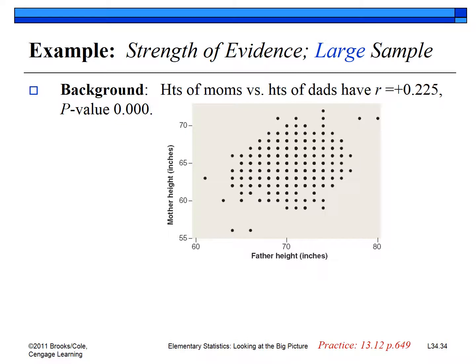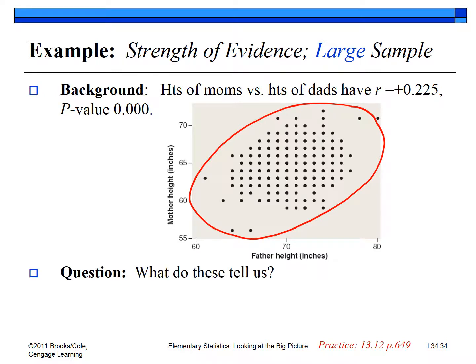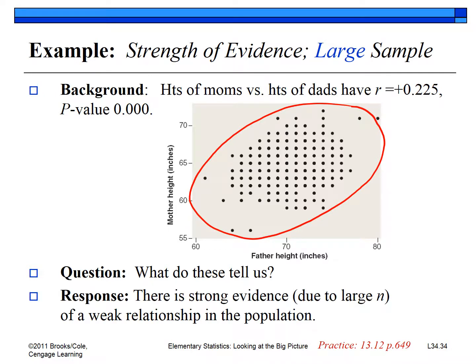Here we have a large sample. Here's heights of mothers versus heights of fathers. Again, we have a p-value of 0, but an R value of only 0.225. And looking at the cloud of points here, it doesn't look very strong. It does look positive, but it doesn't look strong. So here, in fact, we do have strong evidence, because p is less than 0.05, of a weak relationship because R is close to 0.